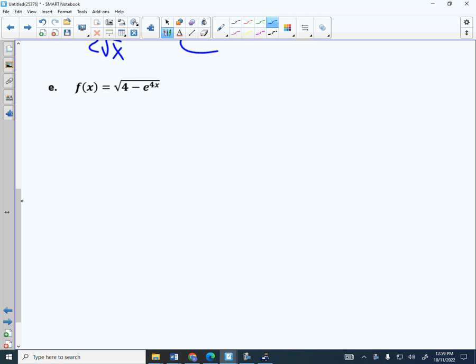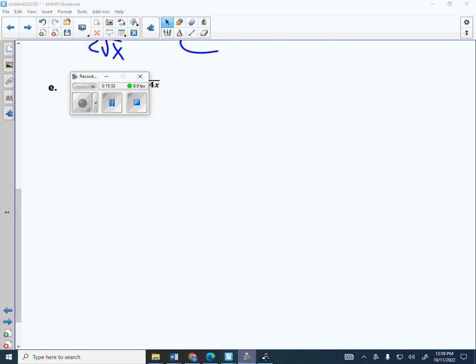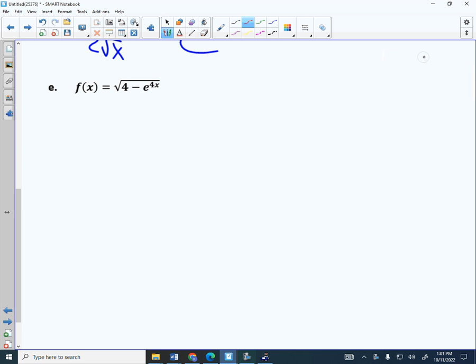2 left. Try this one on your own. Ready, set, go. Oh my god. Okay, 5, 4, 3, 2, 1. Did you set it up like this? Good. So the derivative of u to the 1/2 is what?